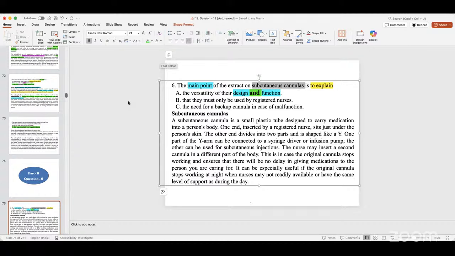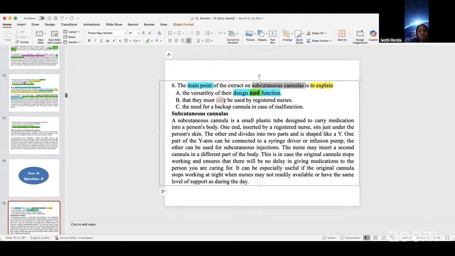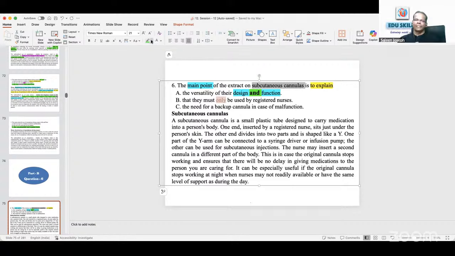Option B, that they must only be used by registered nurses. See, the modal verb is there, "must only" is there. Absolutely. Somebody was asking whether it is absolute when it comes with a modal verb. This is absolute, right? Yeah. Eliminate it.